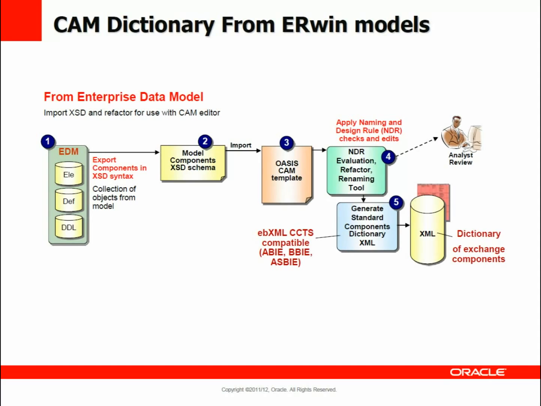Similarly, if you have an enterprise data model using a tool such as Erwin, then you're going to export the components from the data model into schema, and then import those schema components into a CAM template, and once again run the evaluation and naming, design, refactoring, renaming tools as you need, and then generate your standard components. Now, these steps are described for Erwin in the resources that are available from the cameditor.org website. So you can go there, search on Erwin, and download that quick guide.